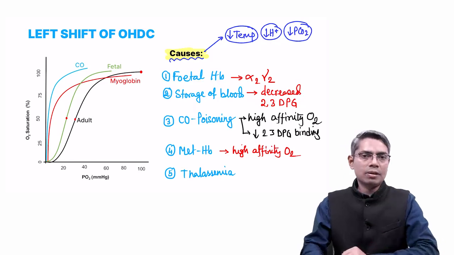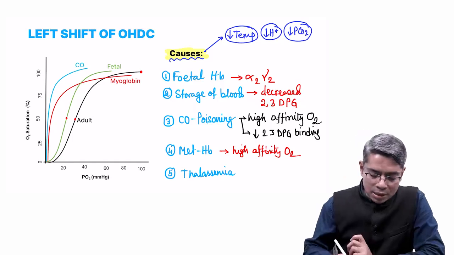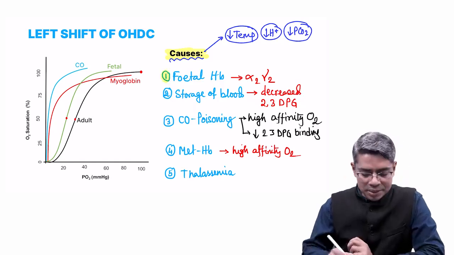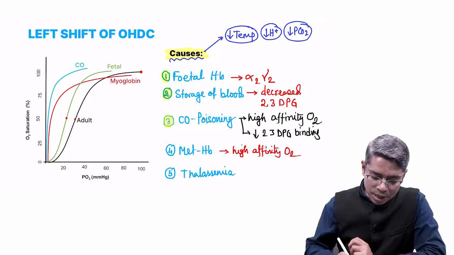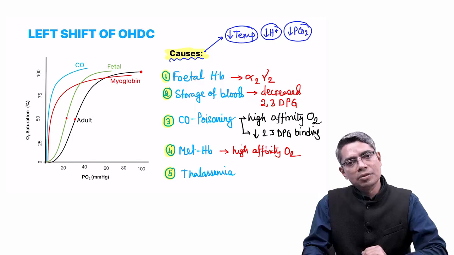But apart from these causes, you have to remember certain important causes which have been asked in MCQs. For example, fetal hemoglobin, there is left shift; storage of blood, there is left shift; carbon monoxide poisoning, methemoglobin, and thalassemia. All of these cause left shifting of the oxygen hemoglobin dissociation curve.